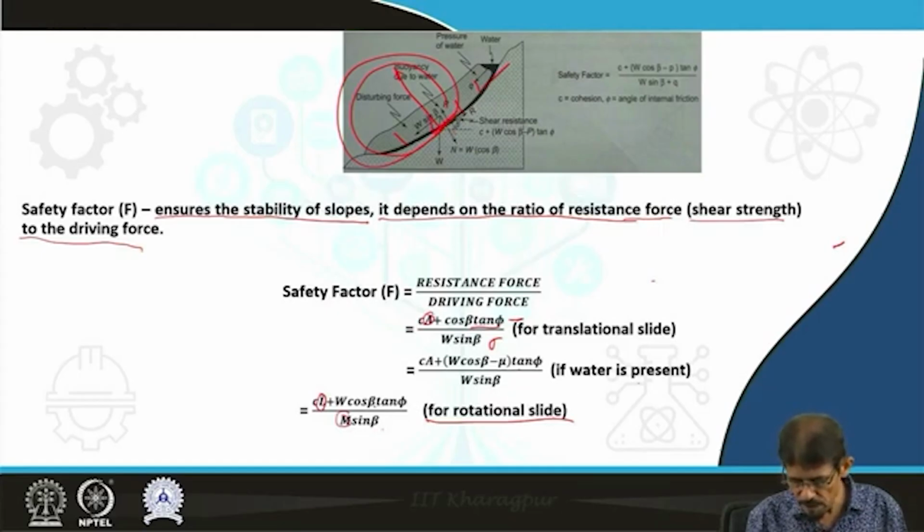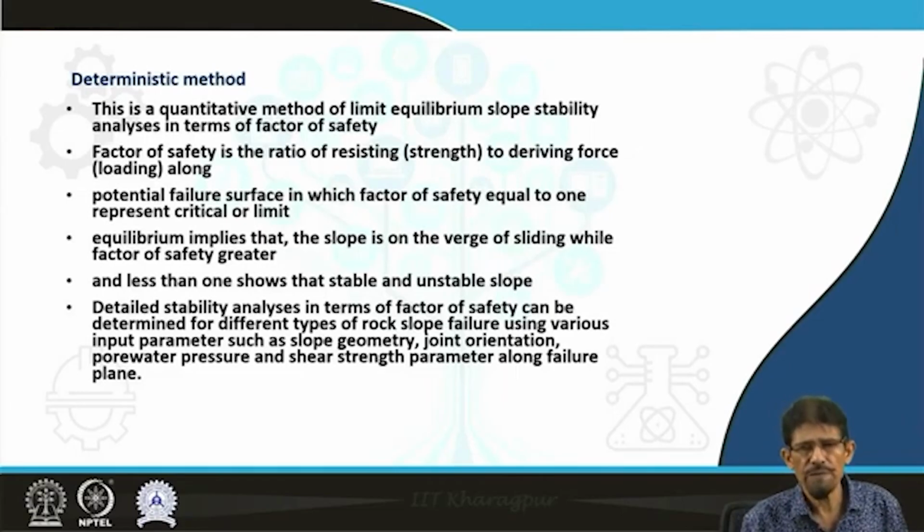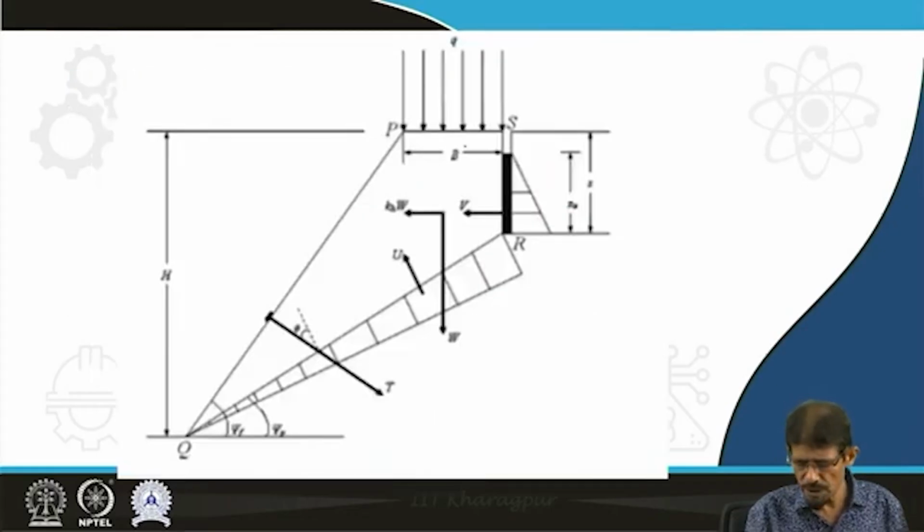If saturated, then we are going to add like this: CL plus W cos beta minus, due to water, sigma W or mu, and in this way then tan phi by M sin beta. So in this way we are going to simply analyze this. We have different approaches. In brief, I will try to explain quickly. We have the deterministic method, which determines the condition of a slope by considering planar failure, based on a very simple concept: a block resting on an inclined plane, under water effect or dry effects. You can see one view.